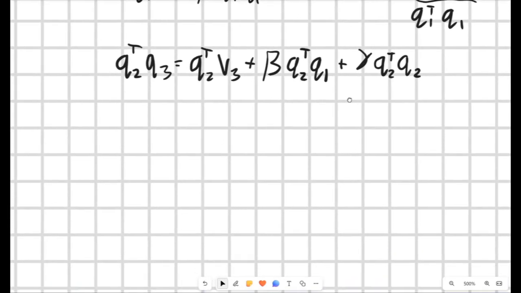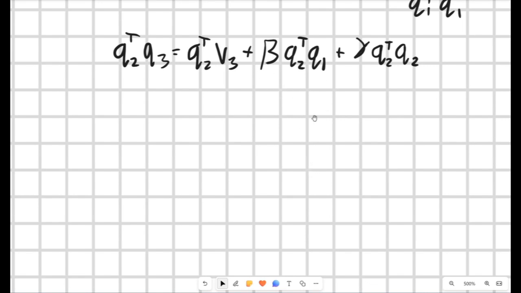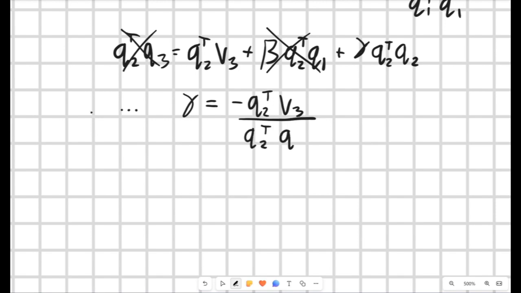Okay, so we found beta, but it doesn't really matter because we've already chosen Q2 to be orthogonal to Q1. So this is going to disappear. Likewise, we want to enforce that Q2 and Q3 are orthogonal, so that's going to disappear as well. And so rearranging this in exactly the same way as previously, we can see that gamma will be equal to minus Q2 transposed V3 divided by Q2 transposed Q2. Okay.